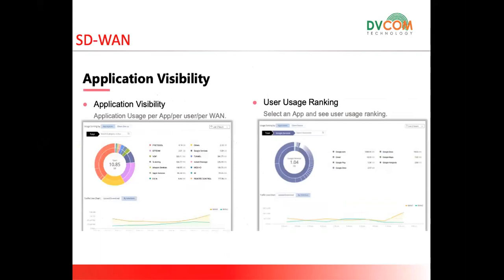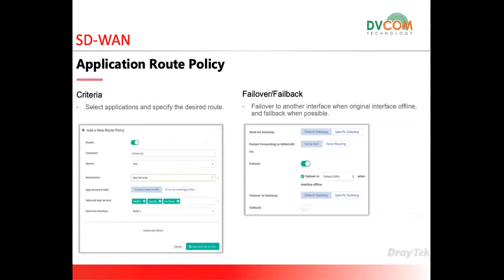Also, one more very important and very good feature is application visibility. By using SD-WAN, you can see what types of applications are being used and how much bandwidth they are consuming. You can have a complete report using this SD-WAN feature. Once you enable the SD-WAN feature, you have complete visibility of your applications. And the application route policy: based on the applications, you can write route policies as well.